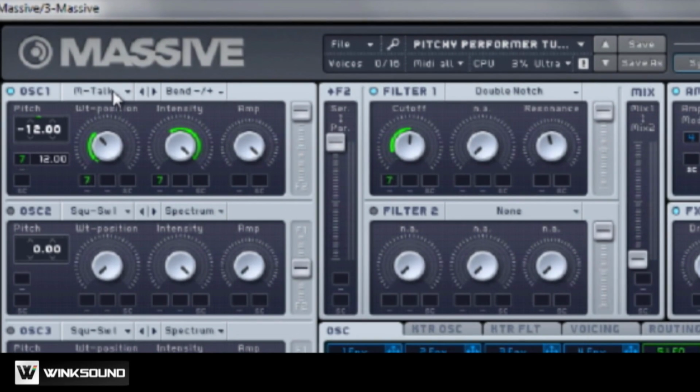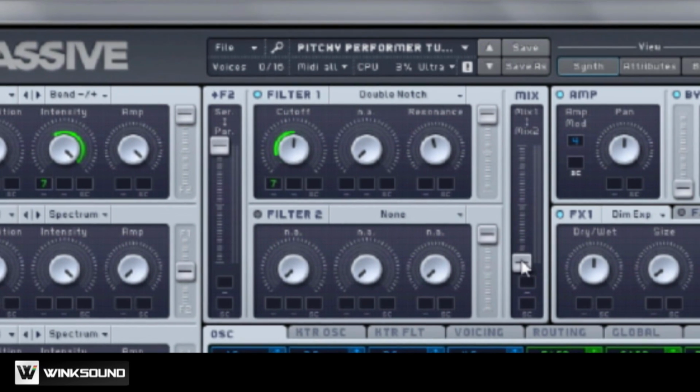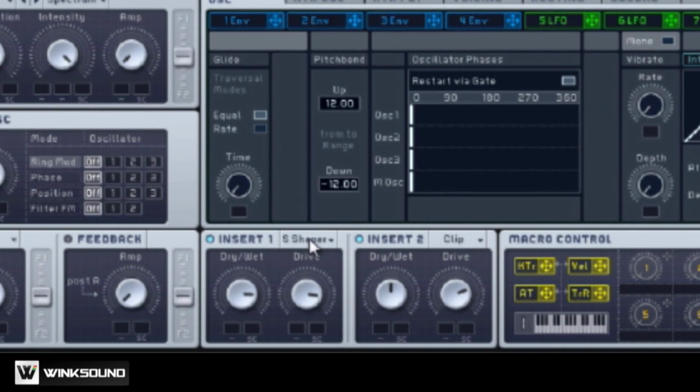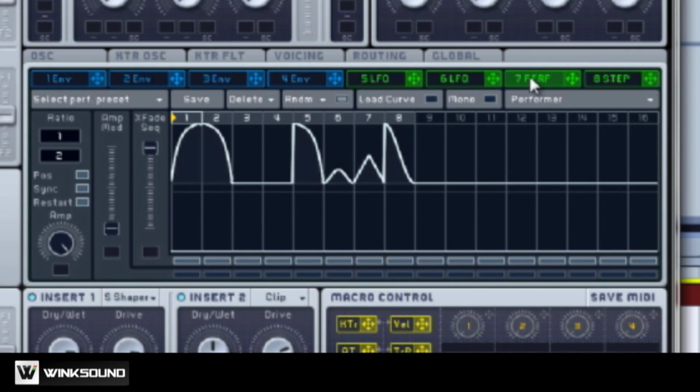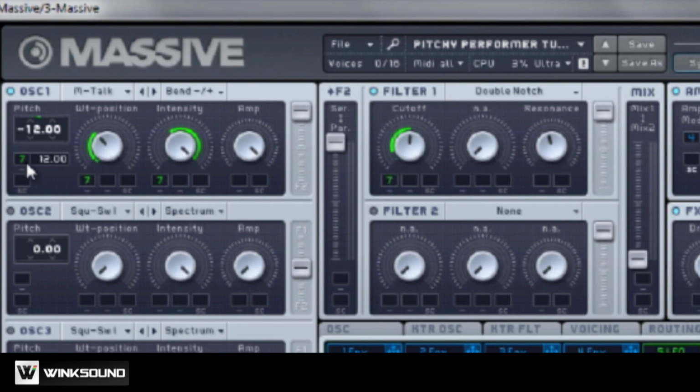The sound itself is very simple, modern talking bass. Bend plus minus one, double notch filter in series out here, and my effects are a sine shaper and a hard clipper. So the magic happens here in the Performer. Basically, with this one, all I did was get the modulation first, then apply it as a pitch envelope.